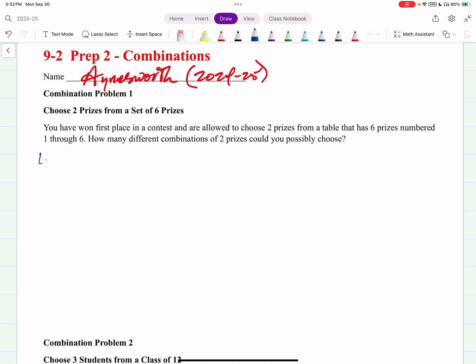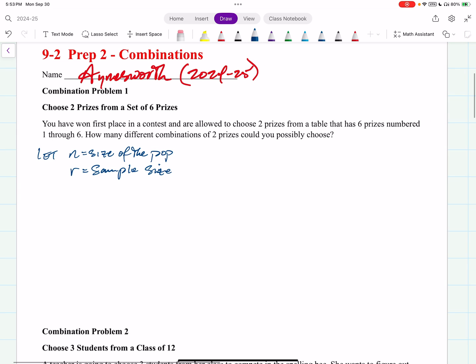So couple definitions first. I'm going to let n refer to the size of the population. You'll see what this means in a second here. So the size of the population. We're going to let r represent the sample size, okay? Which will make sense here when I get into an actual problem. So n is the population size, r is the sample size, and then we have this new terminology, which you may have seen in Algebra 2.